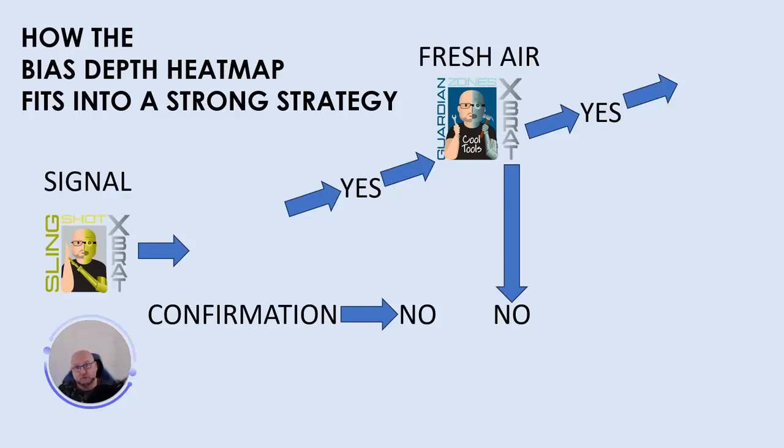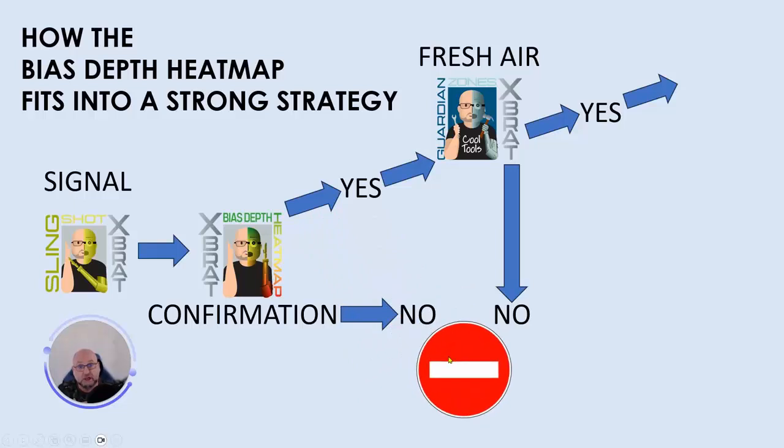So when you get a signal, you shouldn't act on it straight away. You need that confirmation, and this is where the BIAS Depth heat map comes in. If you do not get a confirmation, so if you get a long signal and we've got a bit of green, a bit of yellow, a bit of red in there, that is not confirmation. You do not take the trade. That's the simple rule. We're filtering out the lower probability trades.